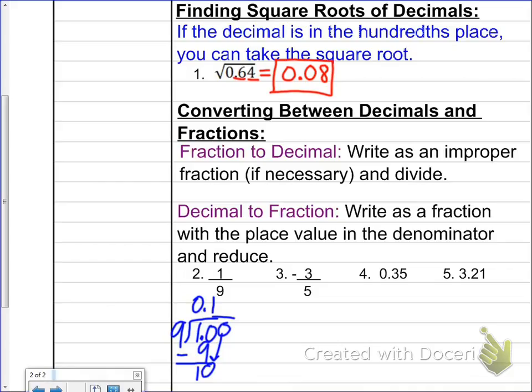How many times does 9 go into 10? Once. Do you guys see what's going to happen here? What's going to happen? It's going to repeat forever and ever and ever. So we'll put another 1, and then we'll just put a dot, dot, dot, meaning that it goes on forever and ever. So this one is going to give me 0.111, dot, dot, dot. And that's your answer. Okay, 0.111, dot, dot, dot.